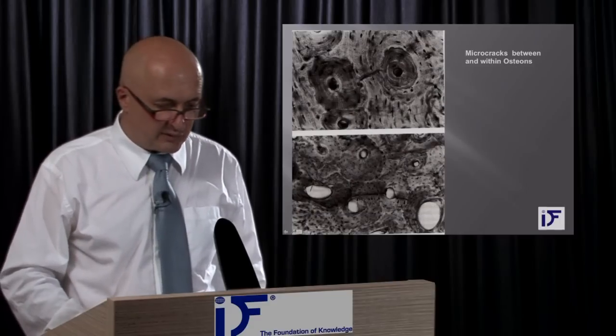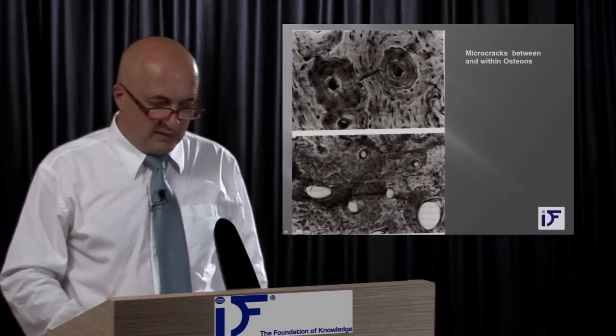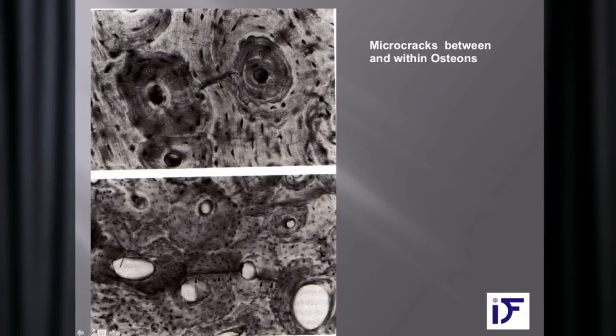And here's a histology picture about this. Here you see a crack between the osteons and a crack inside the osteon. So this is how to visualize the problem of these microcracks, which can accumulate.